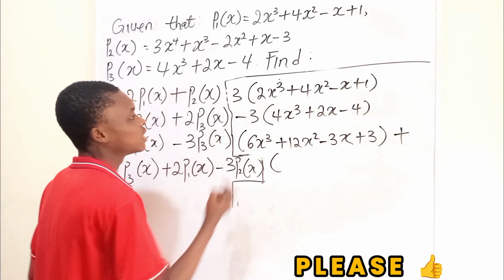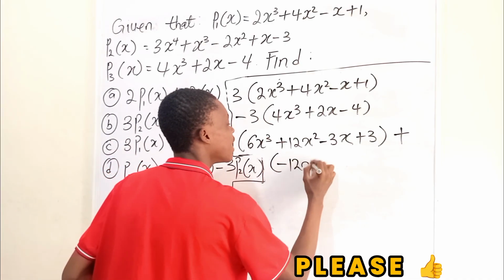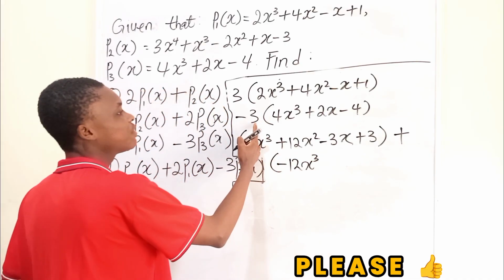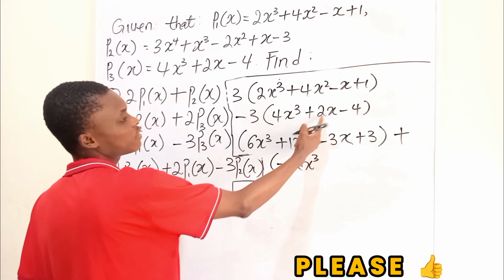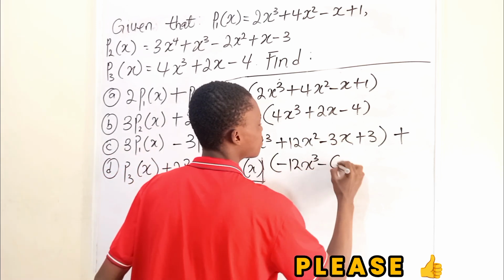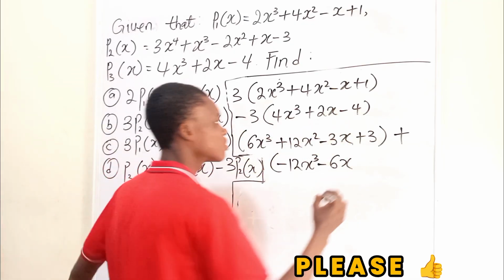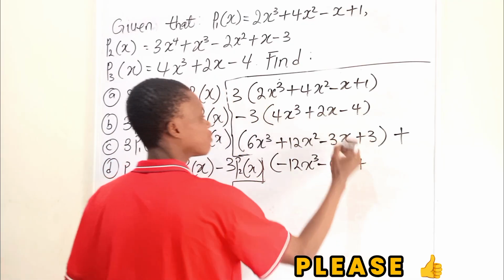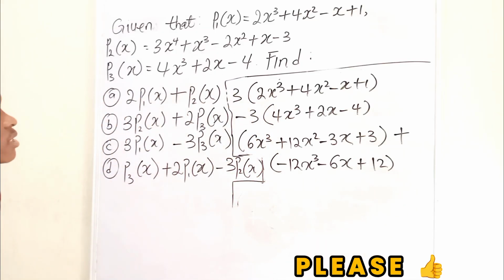Open a bracket. Now, negative 3 times 4 gives us negative 12x cubed. Negative 3 times positive 2x gives us negative 6x because 3 times 2 there is 6. So negative times negative gives us what? Positive. 3 times 4 there gives us what? 12. All right. Let's collect our like terms.